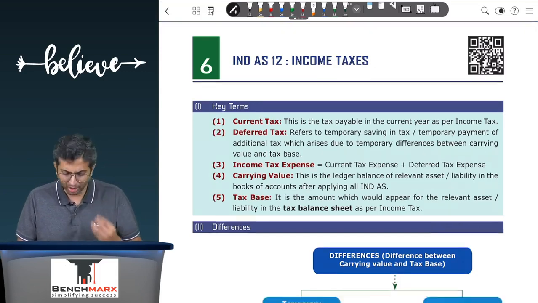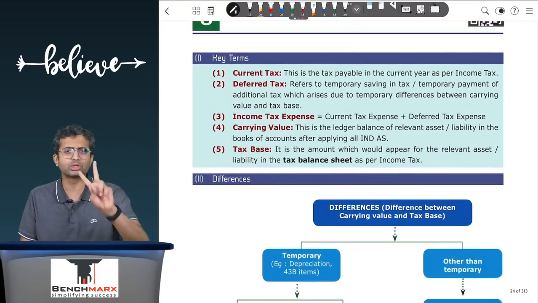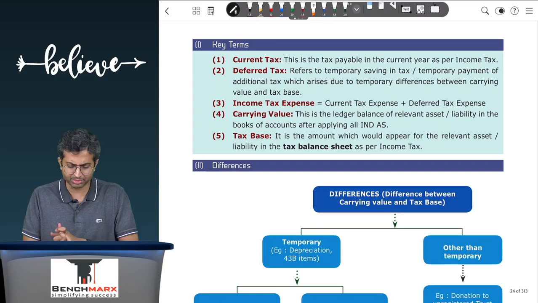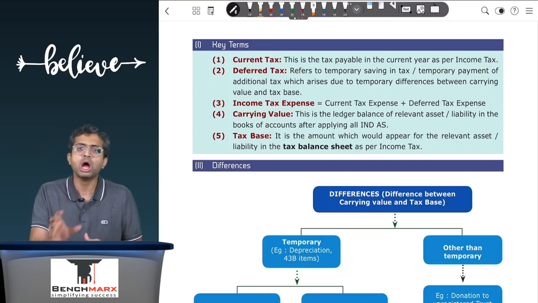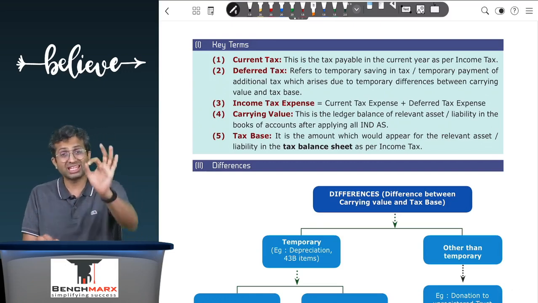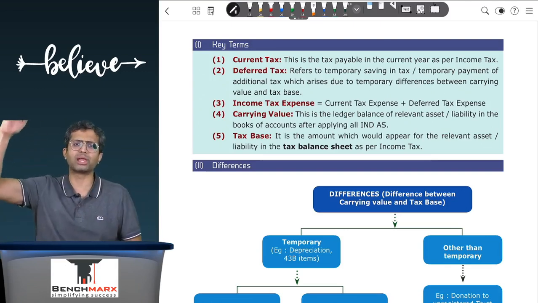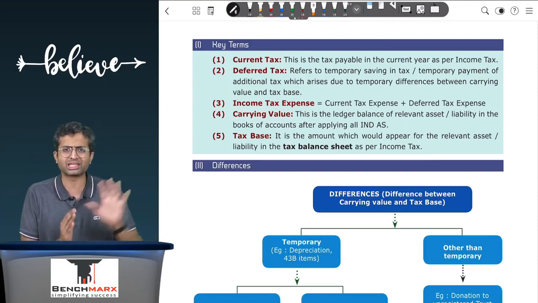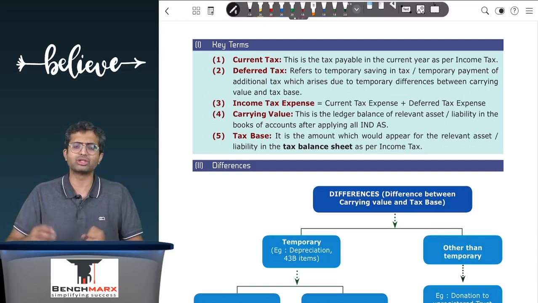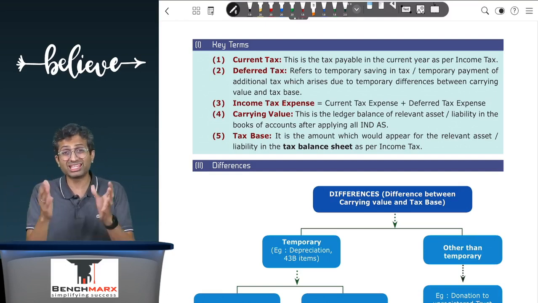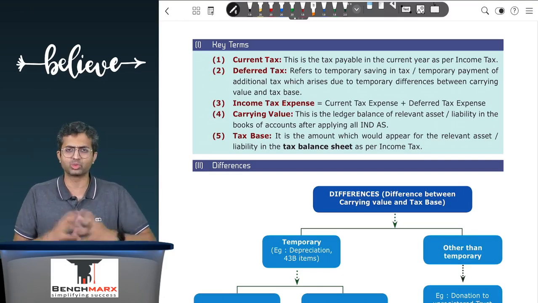So for understanding these differences, you need to remember two terms. One is carrying value. Carrying value is the value of a particular asset or liability in the balance sheet. Remember, Ind AS 12 focuses on the balance sheet approach, not on the income statement approach like AS 22. So Ind AS 12 says carrying value is the value as per Ind AS which is appearing in the books of accounts, that is, the balance sheet.